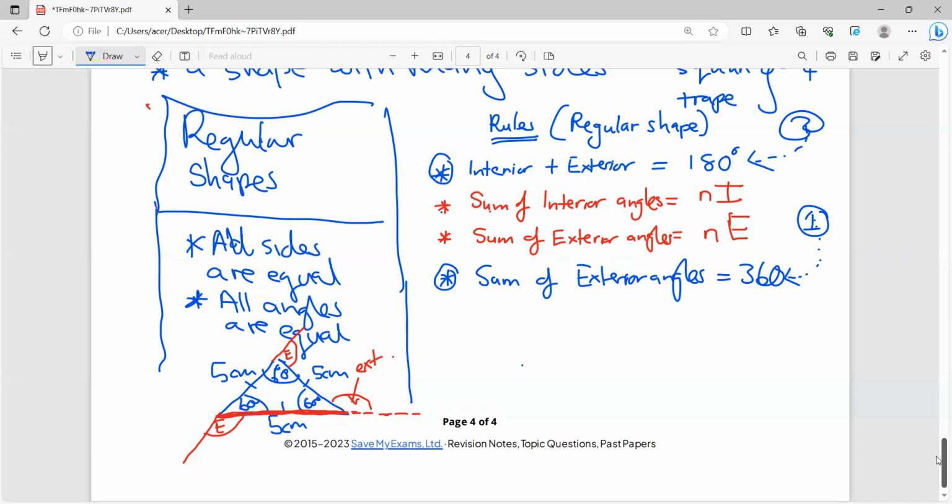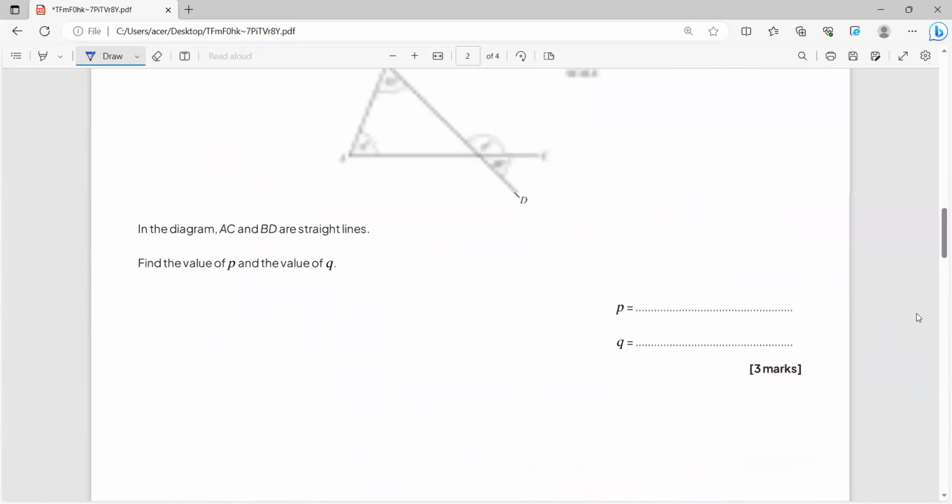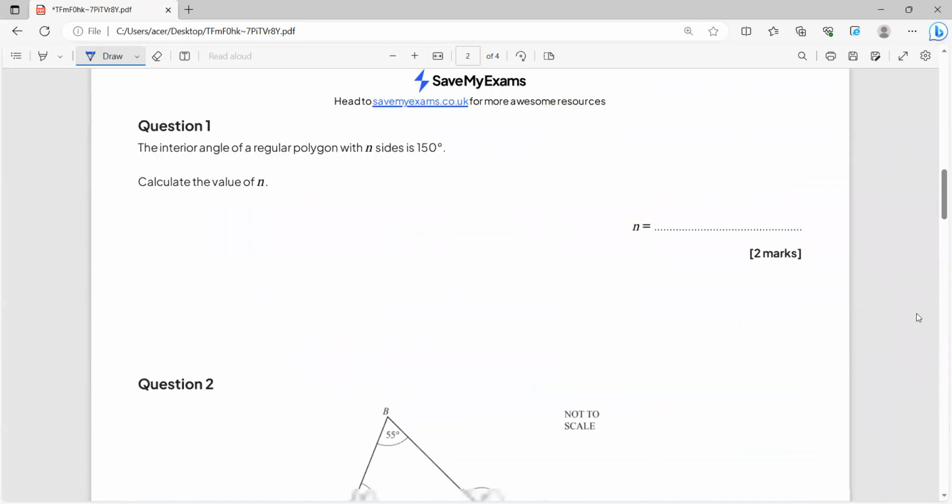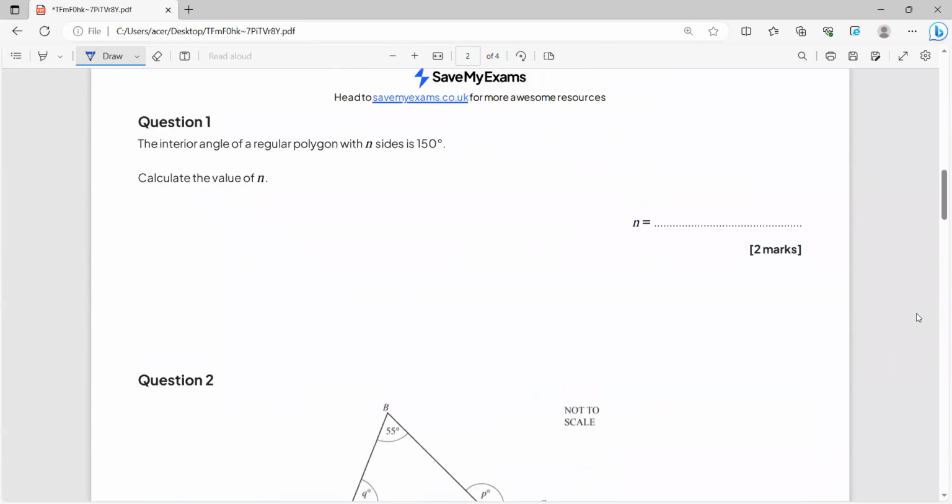All right, so let's try to look at some examples here. And I guess we'll simply focus on regular shapes. Let's see. So the interior angle of a regular polygon with n sides is 150. Calculate the value of n. N is the number of sides, right? Are we together? Yes.